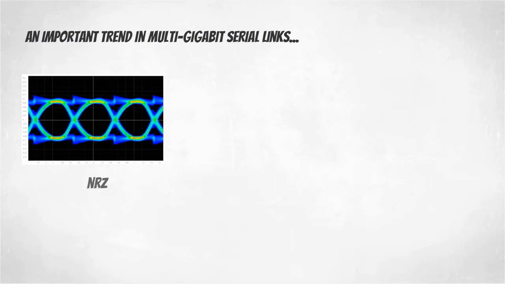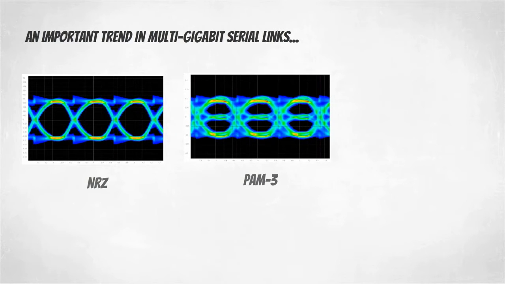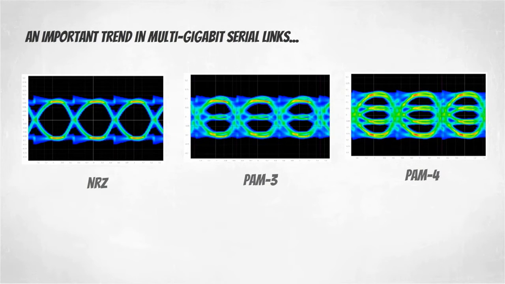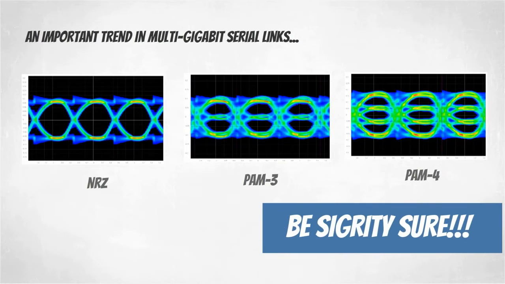This is an important trend in multi-gigabit serial links, where multi-level PAM signaling is being used to multiply the data rate that can be transmitted over a given interconnect channel. You can be confident that Sigrity technology will take you seamlessly into these advanced standards.